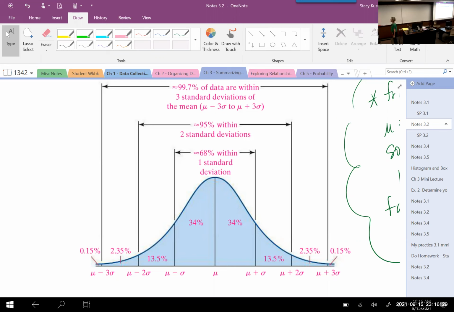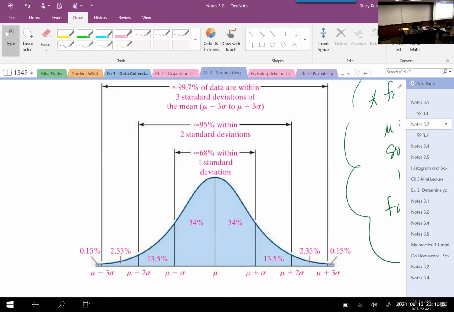Now, the empirical rule says, so all of the area in blue, everything under that curve would be considered area, okay? And they are a bunch of percentages, and all of those percentages added together add up to be 100%. So everything under the curve would be 100%.